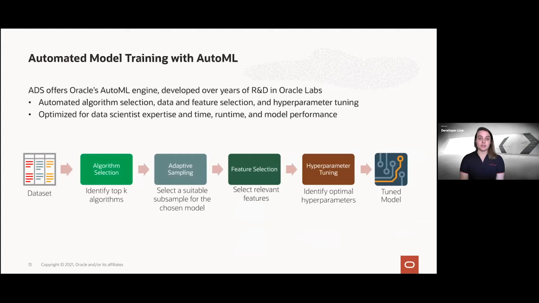Next step is model training. You can, of course, use many different types of model training, any of your favorite open source frameworks, including open source AutoML frameworks, but we also offer Oracle's own AutoML engine. So Oracle has been developing our own AutoML engine within Oracle Labs throughout the last several years of R&D. This AutoML engine does automated algorithm selection, it does data and feature selection for you, and automated hyperparameter tuning. So you can essentially take a data set and spit out a really good candidate for a model for that data within a very short amount of time with very low effort.